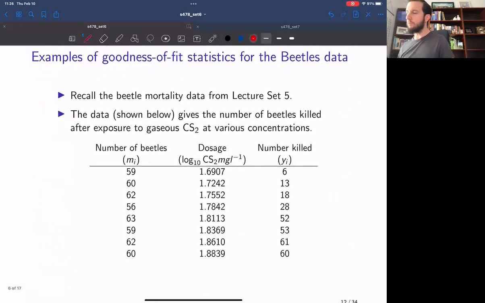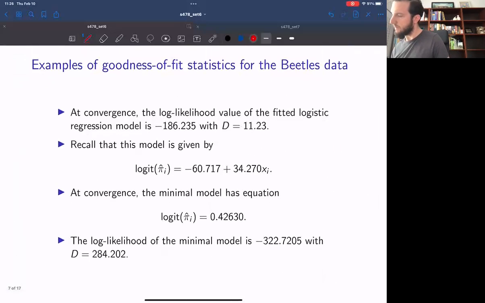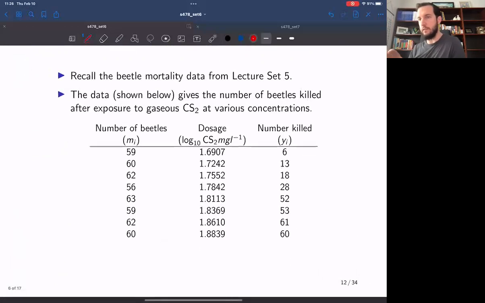Okay, so I'm going to go through the calculation of these different statistics now. I'll show you some illustrations of how to calculate these different values for the same beetle mortality data set that we used in lecture set 5, and has been our illustrative data set for the logistic regression model. At the end of the lecture, we're going to talk about fitting the different binomial GLMs, and we will see a different data set in that case. So there will be a little bit of a switch up coming.